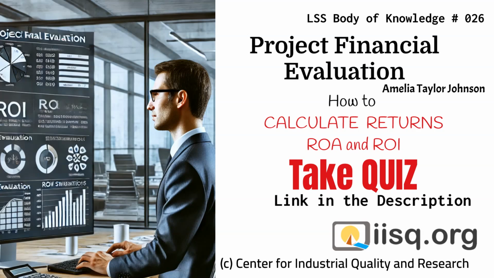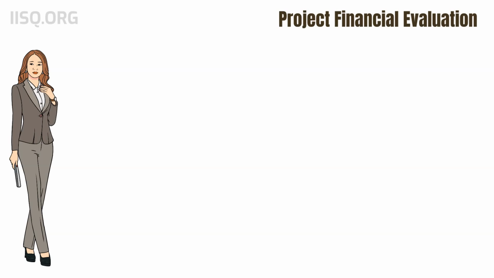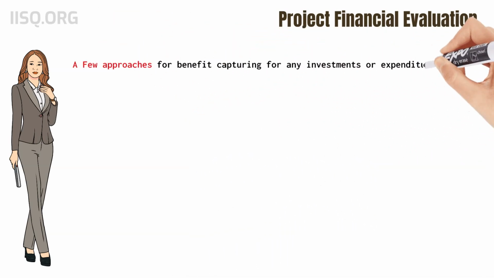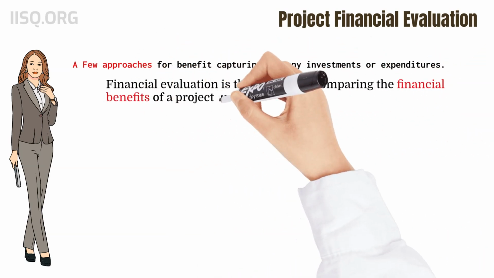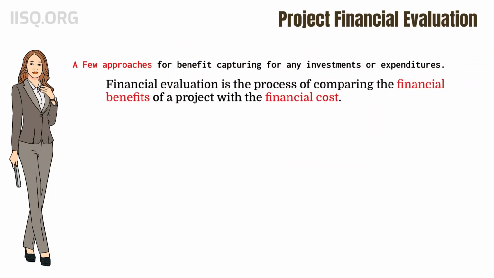Project financial evaluation. How to calculate returns from a Six Sigma project investments. Here in this lesson, we shall discuss a few very widely used financial approaches for benefit capturing for any investments or expenditures. Financial evaluation is the process of comparing the financial benefits of a project with the financial cost. There are many concepts of analyzing this aspect.